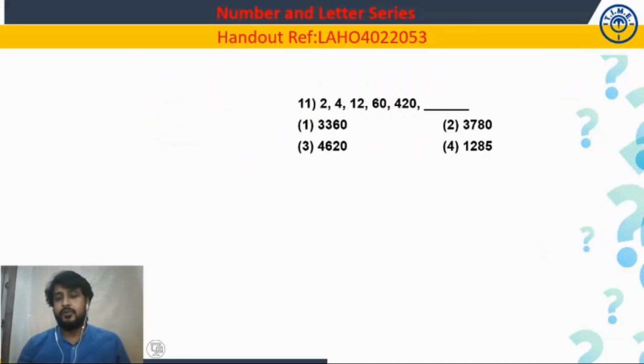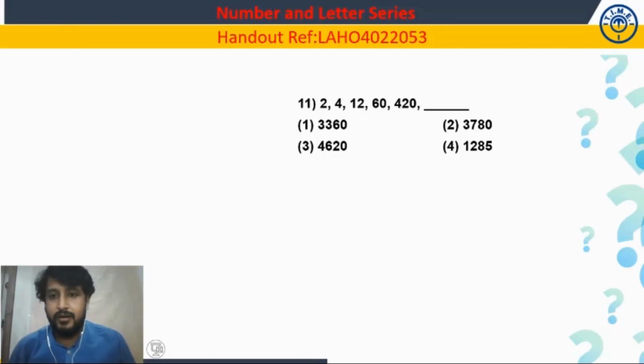2, 4, 12, 60, 420. Before discussion, try it once. Try to get the answer for this question. 2, 4, 12, 60, 420. Okay, tell me. Is the given series an increasing pattern or decreasing pattern? Increasing pattern. Increasing slowly or rapidly?